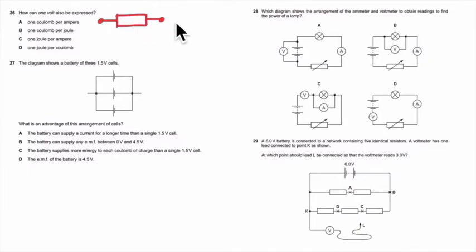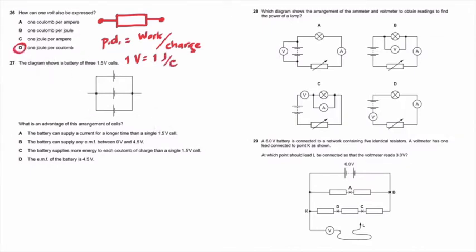The potential difference by definition is the work done per unit charge as the charge moves from one point across the resistor. From this defining equation for potential difference, we also have the definition of the volt, following the formula, which is 1 volt equals 1 joule per coulomb. Option B is the answer.